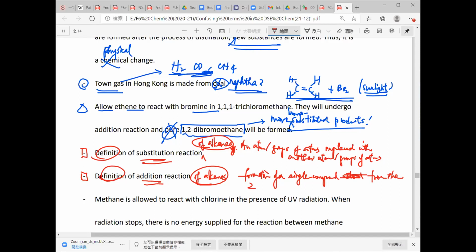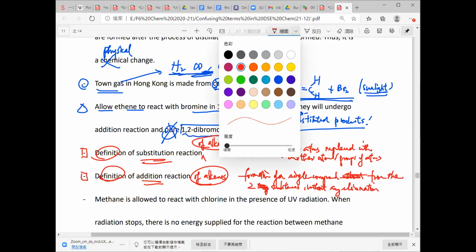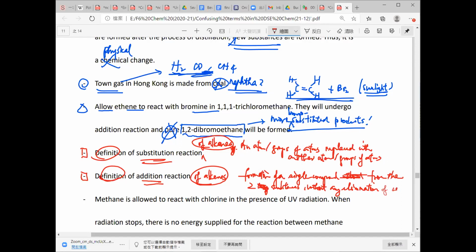from two compounds or two substances, without any elimination of small molecules. Also, get this key point: without any elimination of small molecules. Why would I say without any elimination of small molecules? You want to make a clear difference between this one and some other reaction, just like condensation. So that's why we have that first changed definition.